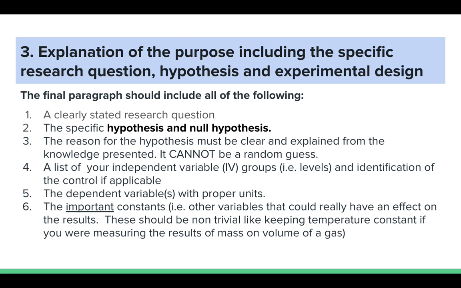All right, a list of the independent variable groups and identification of the control if applicable. The dependent variables with proper units, and the important constants. That is, other variables that could really have an effect on the results. These should be non-trivial, like keeping temperature constant if you are measuring the results of mass on volume of gas.